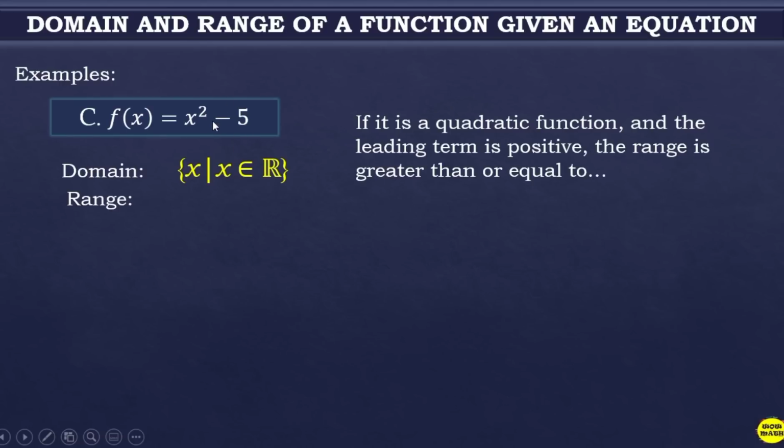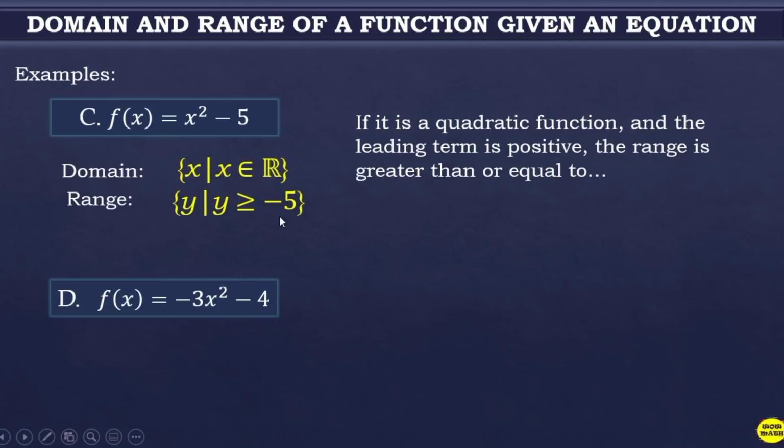Ito po siya, negative 5 po ito, diba? So, negative 5 po. Ngayon, since ito po ay positive, so sabi nga, kapag ang leading term mo ay positive, then the range is greater than or equal to. So, ito po siya. So, the set of all y such that y is greater than or equal to. Bakit greater than or equal to? Kasi positive yung leading term. And then, just copy negative 5.